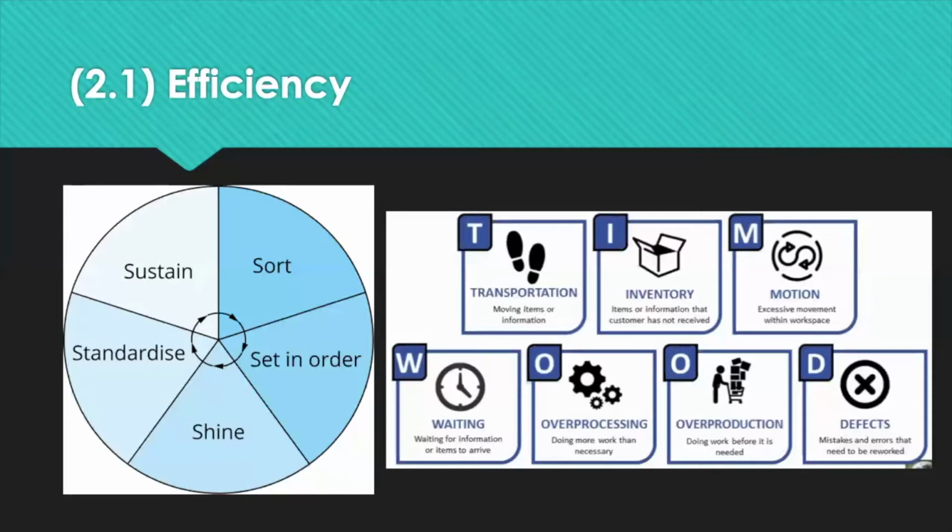The second O is for overproduction. This is doing work before it's actually needed. So you're producing more than you can physically sell. And the final one is the D for defects, mistakes and errors that need to be reworked, which is a waste of people's time. So you need to try and get it right first time.